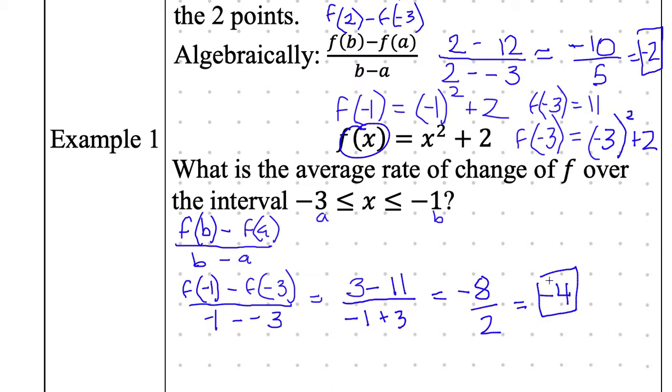F of -1 was 3. The left-hand side was f of -1. The right-hand side was 3. I can plug in 3 for f of -1. I do the same process again. F of -3, I plug in this -3 here and here, wherever you see an x. The f of -3 is 11. I substitute out 11 for f of -3. I still have this negative sign that is copied down. I simplify the fraction, I get -4.